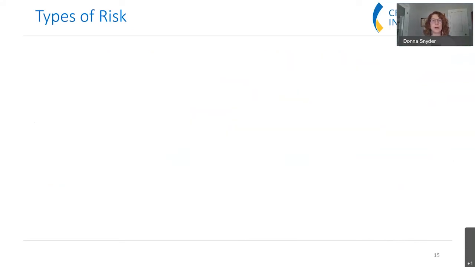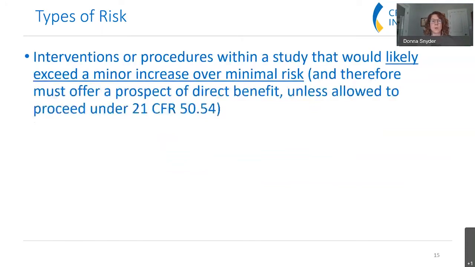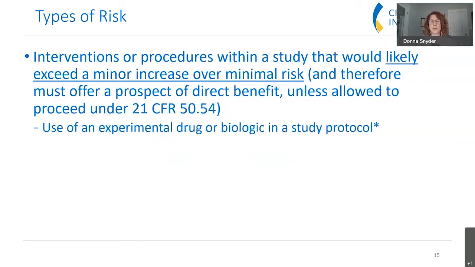And then there's finally another type of risk that we might want to think about, which I've already alluded to: when we have an intervention or procedure within a study that exceeds this minor increase over minimal risk, and therefore we're looking for that prospect of direct benefit to exist, unless the study is allowed to proceed under 50.54, that federal panel review option. And the use of an experimental drug or biologic in a study protocol generally falls under those requirements.